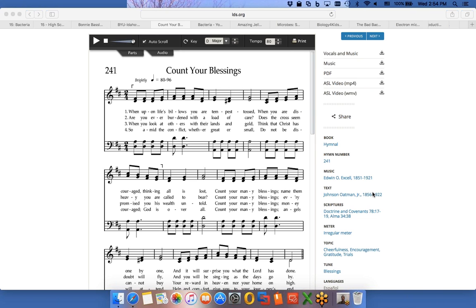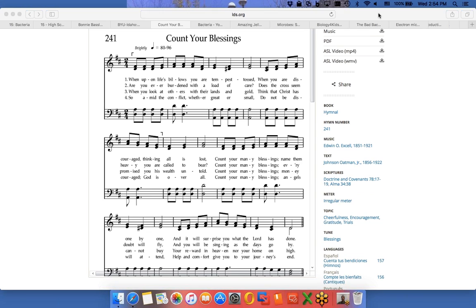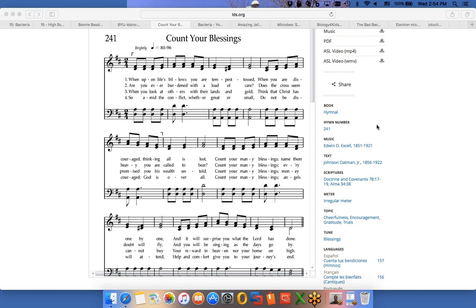What's your favorite hymn? I like Lead, Kindly Light. Lead, Kindly Light. What a beautiful hymn. That is a very, very beautiful one. Excellent. Samuel says High on the Mountain Top. That is also a very good one. Kaya says Praise to the Man.